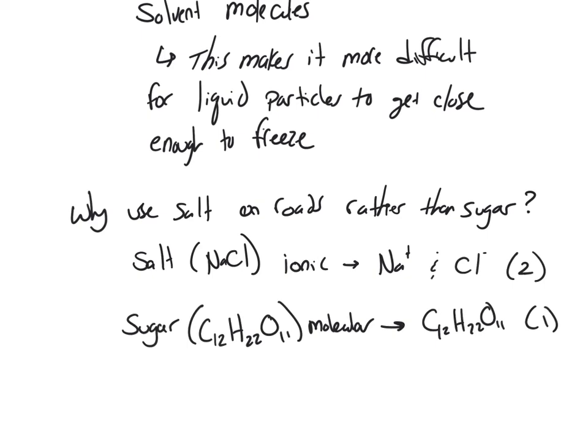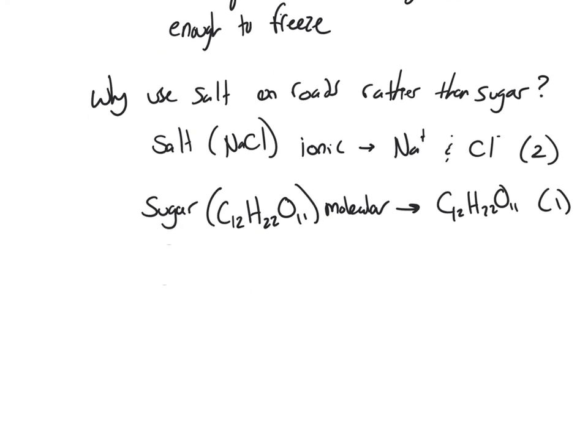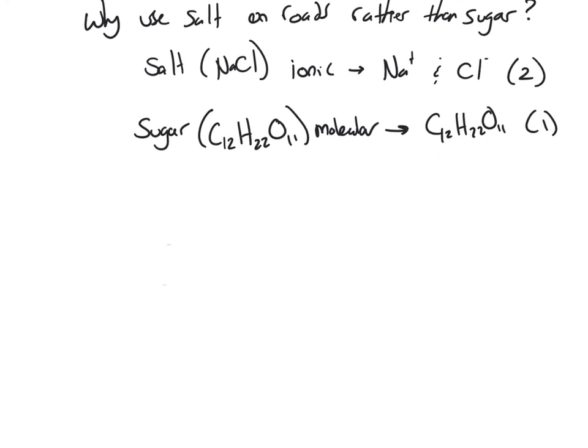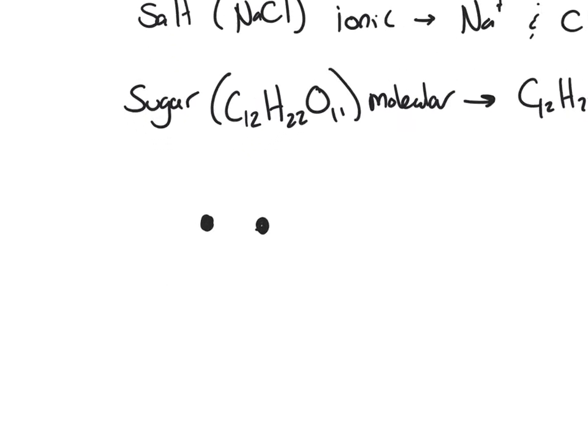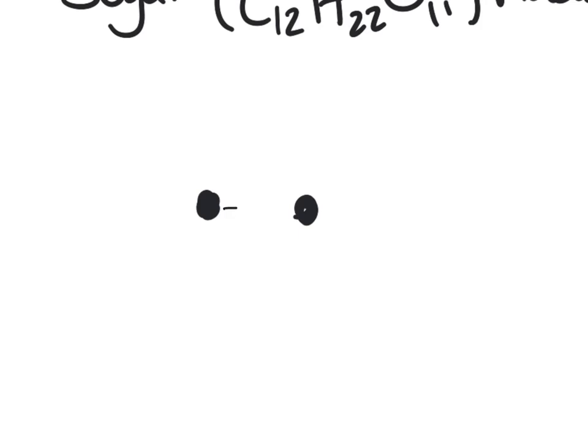I'm going to diagram what it looks like when these salt particles get in the way, or sugar particles get in the way of the freezing process. So remember that if we have a liquid, the particles are a little far apart. We'll zoom in on that. And they're trying to get closer together to become a solid.